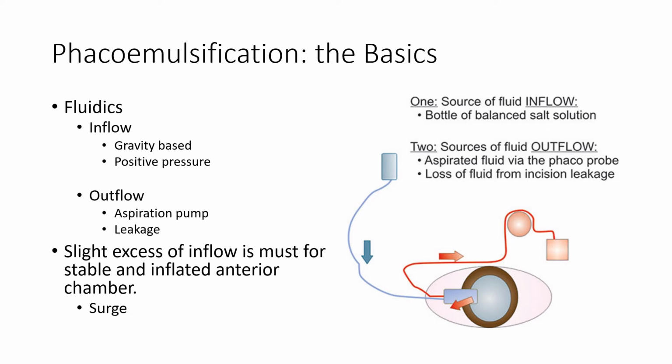There is an outflow which can occur because of the aspiration pump itself, so the pump will draw out fluid, and also there is some leakage which adds to the outflow. This should be balanced between the inflow and outflow so that the anterior chamber is well inflated and there is no collapse, because that is going to cause problems.